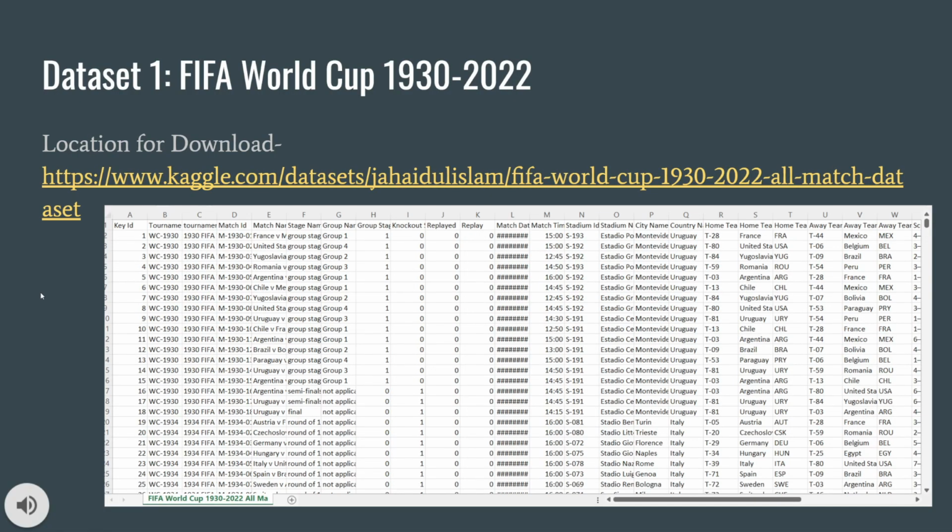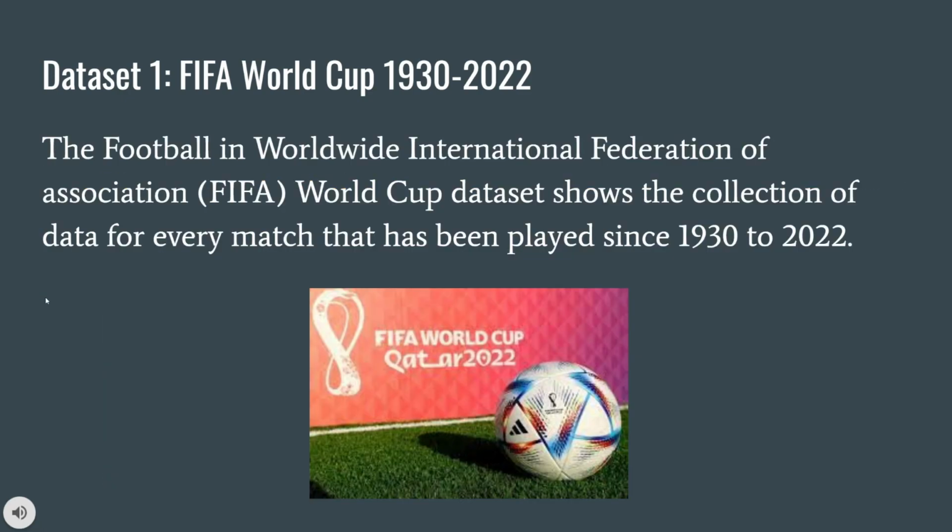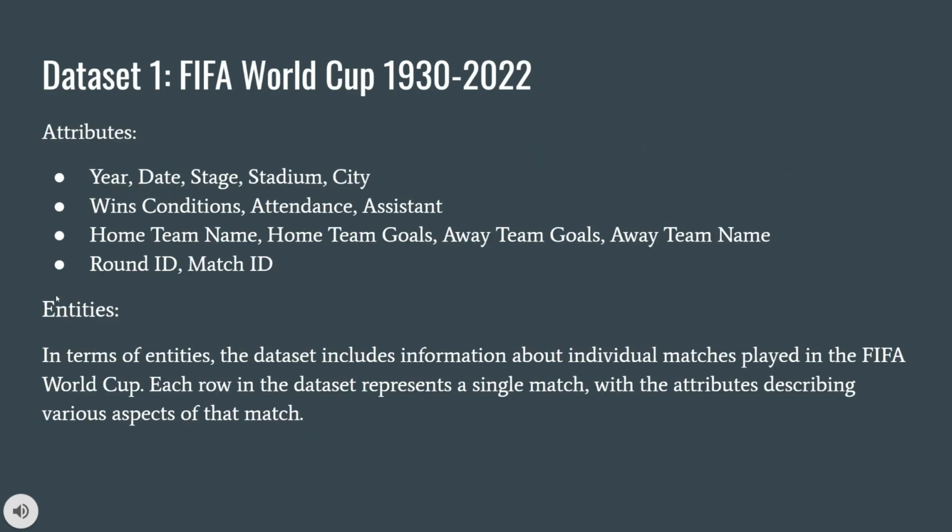Our first data set is FIFA World Cup statistics dating from 1930 to 2022. The FIFA Cup data sheet shows the collection of data for every match that's been played since 1930 to 2022. Attributes include the year the game was played, attendance, home and away team goals, and a lot of others.